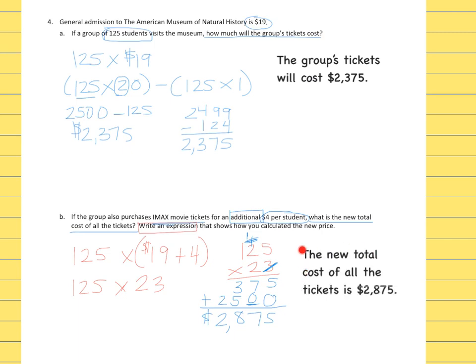So we want to make sure we write our sentence out. So our sentence should be something very similar to the new total cost of all the tickets is or will be $2,875. Okay, so make sure that you have your sentence down before ending the video. And just like any video, if I go too fast, you have that luxury of hitting that pause button to pause me to get caught up so we can continue on together.